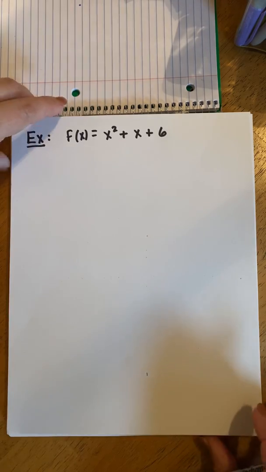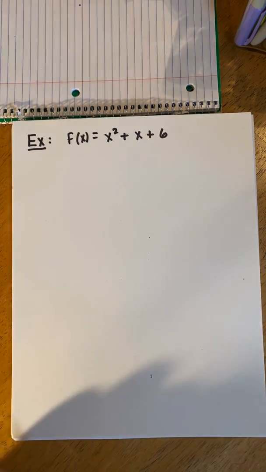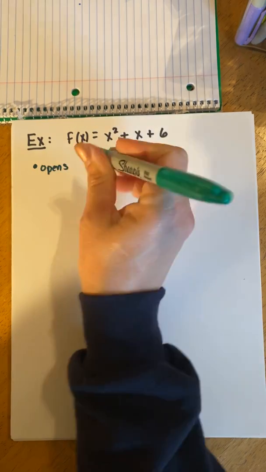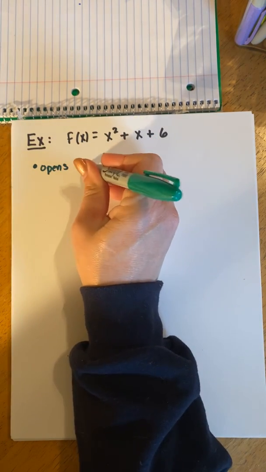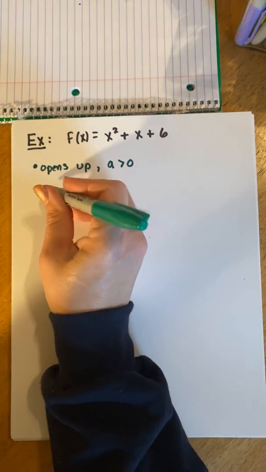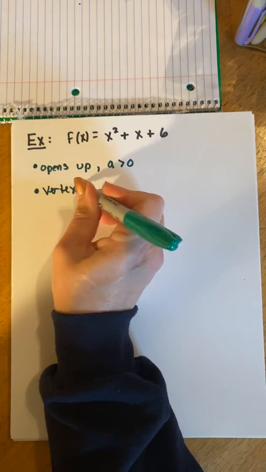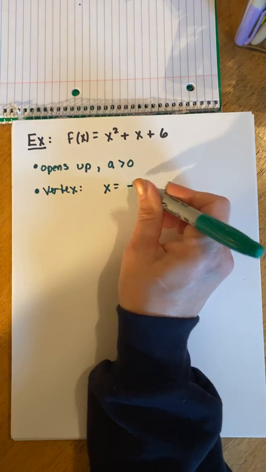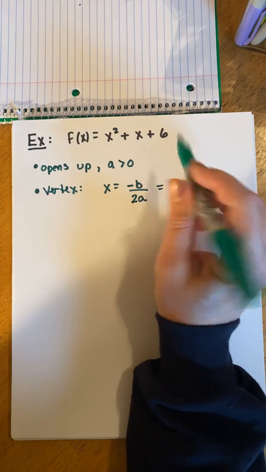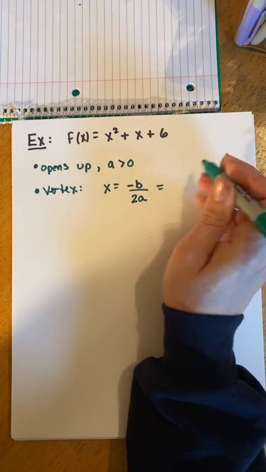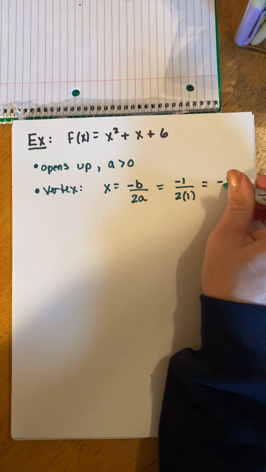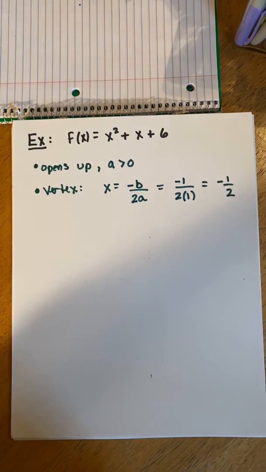F of x equals x squared plus x plus 6. So opens up or down. Leading coefficient is 1, so it opens up because a is positive. Let's find the vertex. The x-coordinate of the vertex is the opposite of the coefficient in front of x, all over twice the leading coefficient. So b is 1, so it's going to be -1 all over 2 times 1. Yep, working with a fraction again. -1/2, you can handle it.